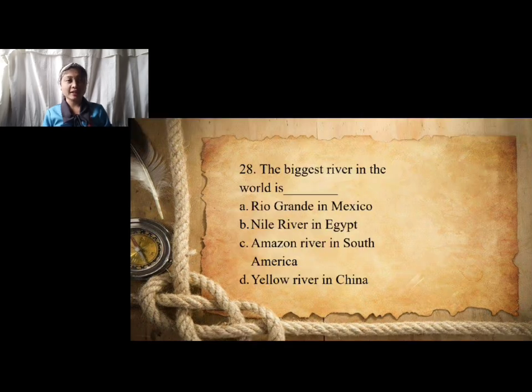Number 28. What is the biggest river in the world? So the correct answer is letter C, Amazon River. Amazon River in South America is the biggest or largest river in the world, while Nile River in Africa is the longest river in the world.